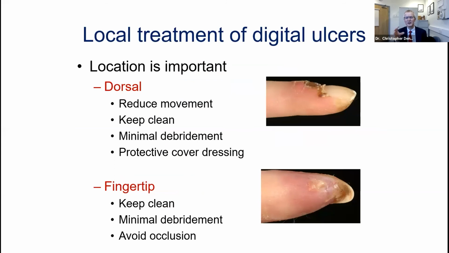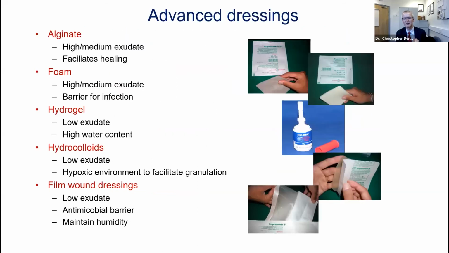But it's not all about the sort of medical treatment. We also need to think about simple things, dressings, and other local approaches. It's important to consider where the ulcer is occurring, because patients with an ulcer on the fingertip will need a different approach to those on the dorsum of the hand, where we're more concerned about protecting from trauma.